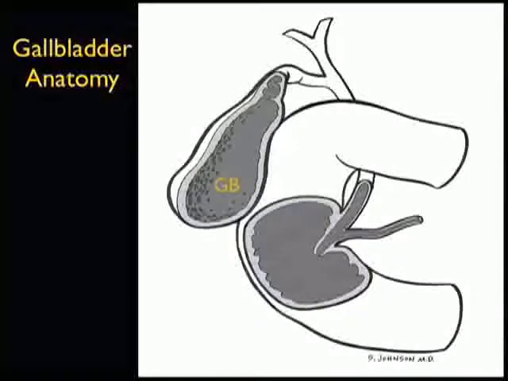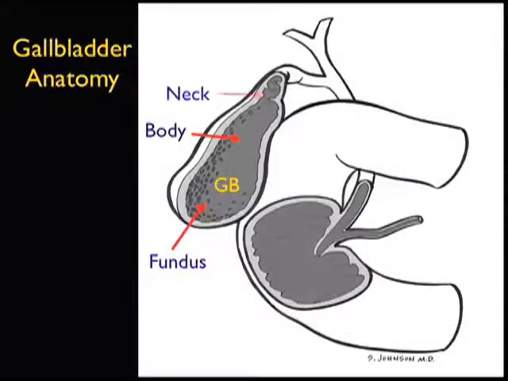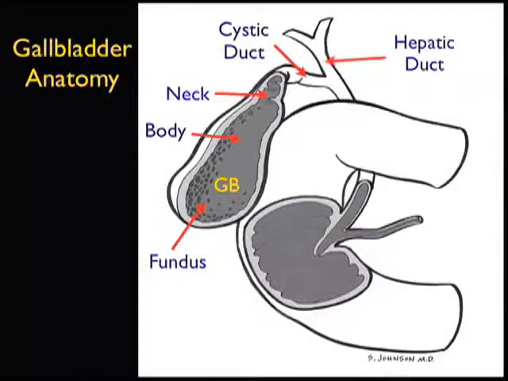Here's an illustration reviewing the anatomy of the gallbladder and biliary tracts important to bedside sonography. Here we see the gallbladder shaped as a pear-like structure, and we see the parts of the gallbladder, the upper fundus, the intermediate body, and the neck of the gallbladder towards the top of the image.